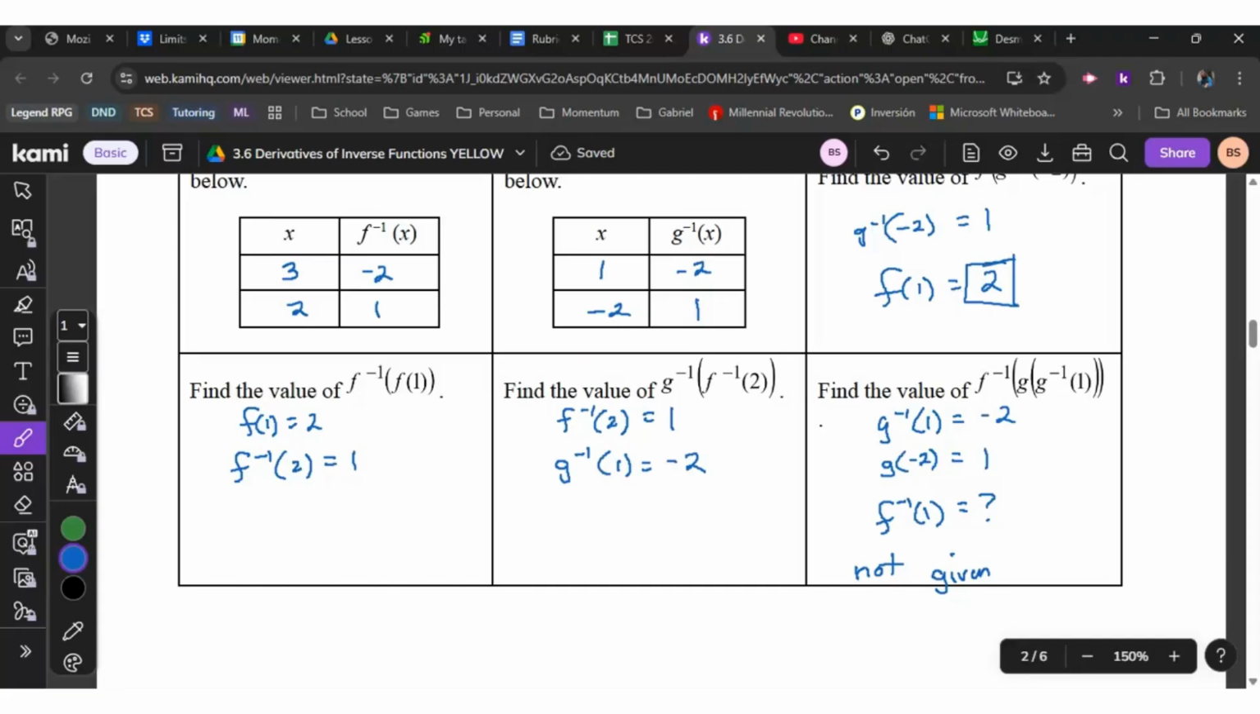Now, why did I bother showing you this one then? Why did I show you this one? To show you that this step didn't matter. Remember G of G inverse of 1? That just cancels. So we were just finding this all from the start. We started with 1, got to -2, then -2 got us back to 1. So we were just finding F inverse of 1.